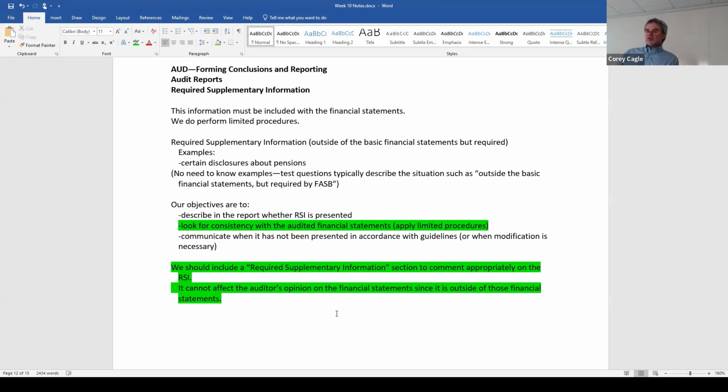So we'll do some descriptions in our report. The big thing is, again, looking for consistency with the audited financial statements. And then we'll have a required supplementary information section in the report. It would not affect our opinion on the financial statements as a whole, because it is supplementary information. It's outside of the financial statements.